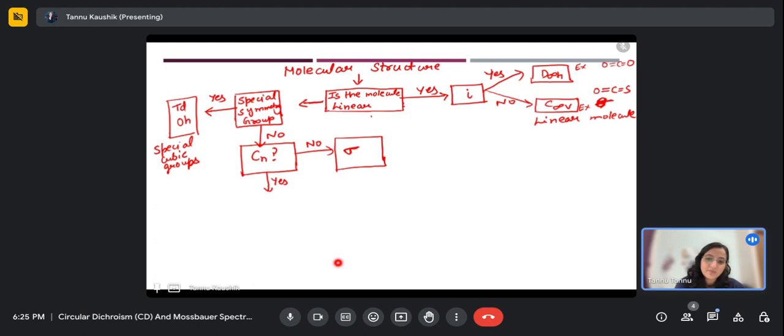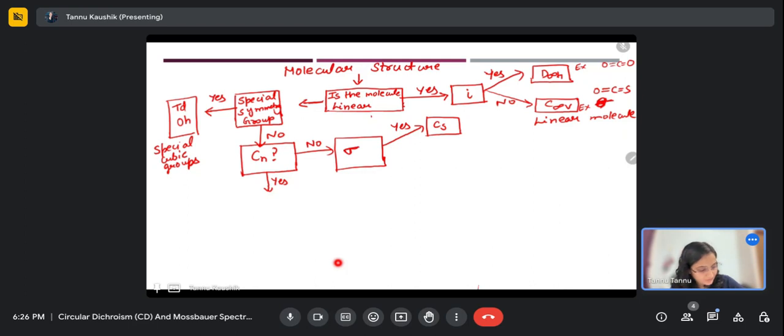But if we don't have any rotational axis in the molecule, then we will just find out whether a molecule has a plane which is bisecting it into an equivalent configuration, bisecting in such a way that we get an equivalent configuration after it. So if a molecule has a sigma plane, then it will belong to CS point group.